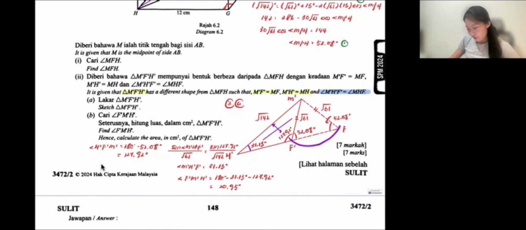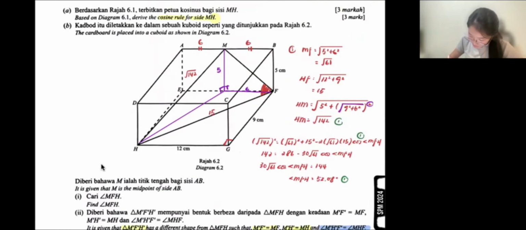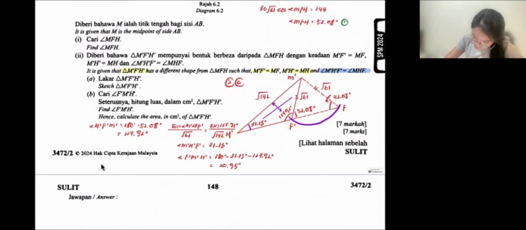calculate the area of MFH. Wow, this is a long question. Okay. Calculate the area. So guys, you can use 1 over 2 AB sine C because you have this angle over here, right? Do we have HF? HF, no, we don't have. Okay, then we use this line and this line, because the angle in the middle we just found out. This is 20.95. So area of M prime, F prime, H prime.